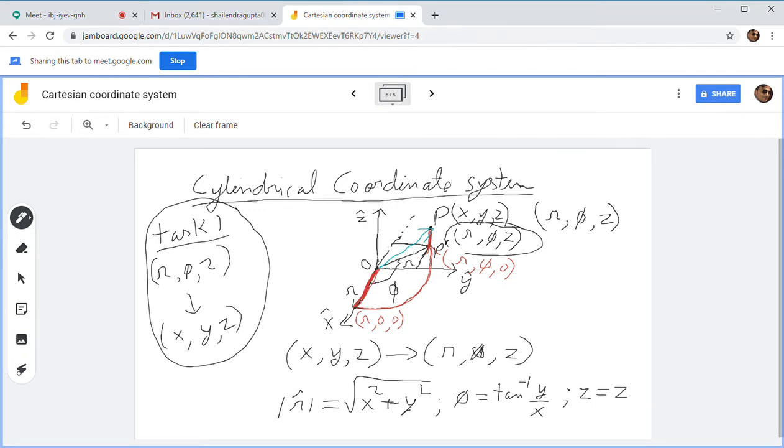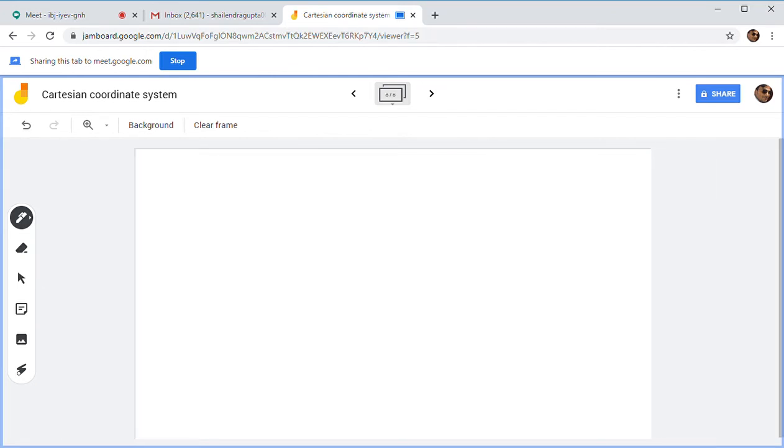Now let us move to another coordinate system, which is very important and a bit more complex as well, but you will like the complexity if you are able to visualize it. This is the spherical coordinate system.